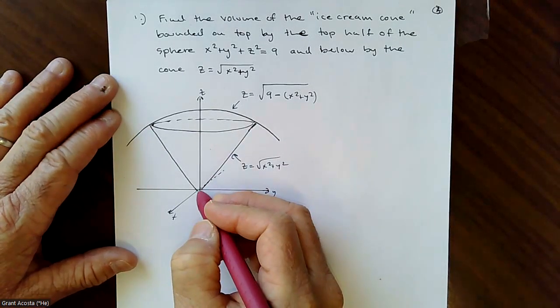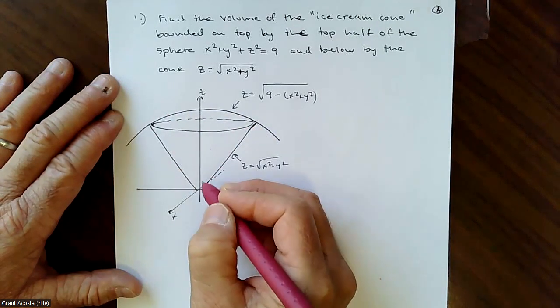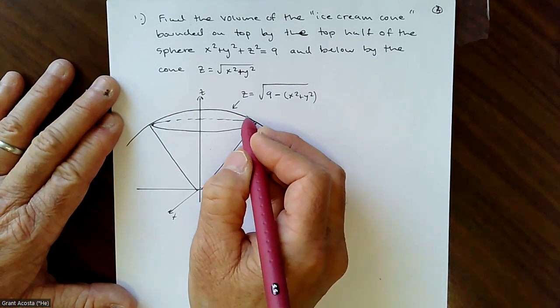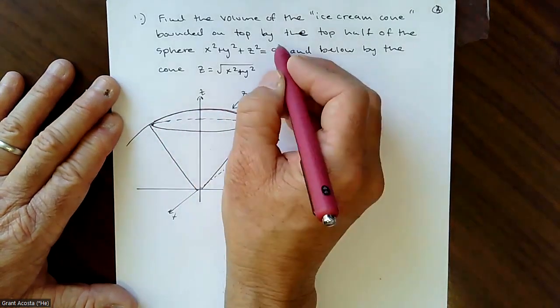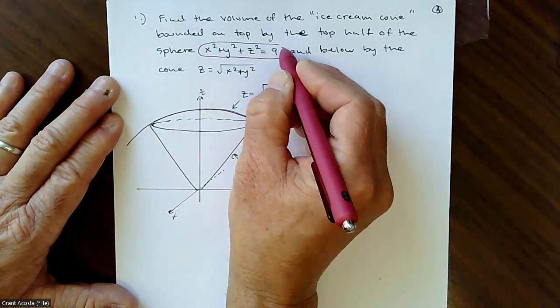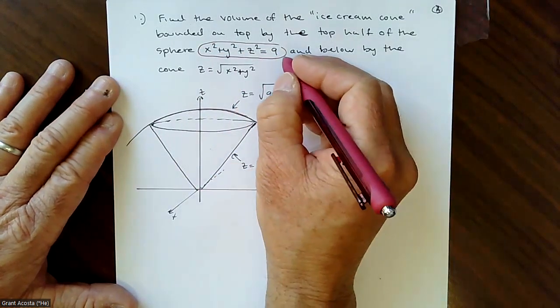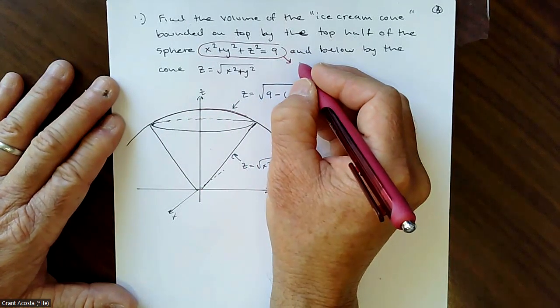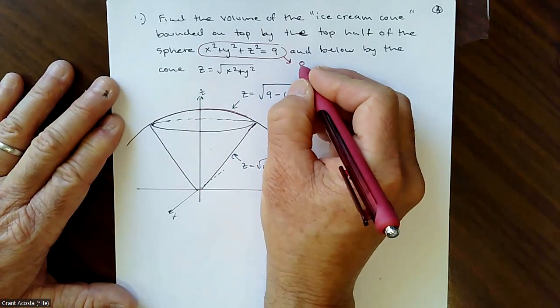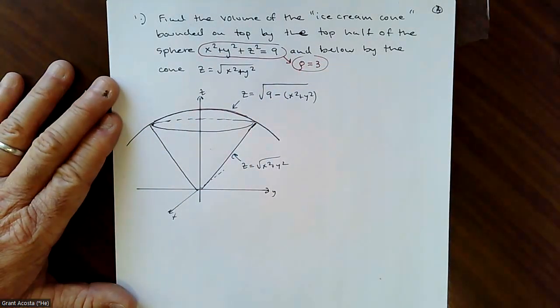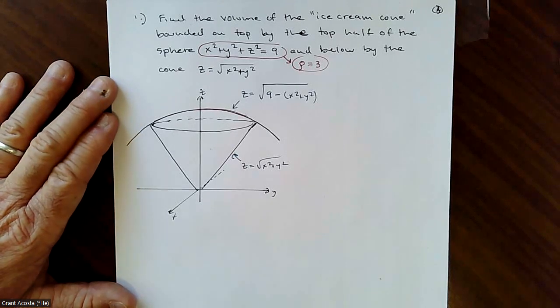If you think about how you locate any point within this ice cream cone, notice that every point on this sphere is 3 units from the origin. So the equation of a sphere in spherical coordinates is just all of the points where rho is equal to 3. That becomes just like a circle in polar coordinates being r equals a number. A sphere is just rho equals a number.